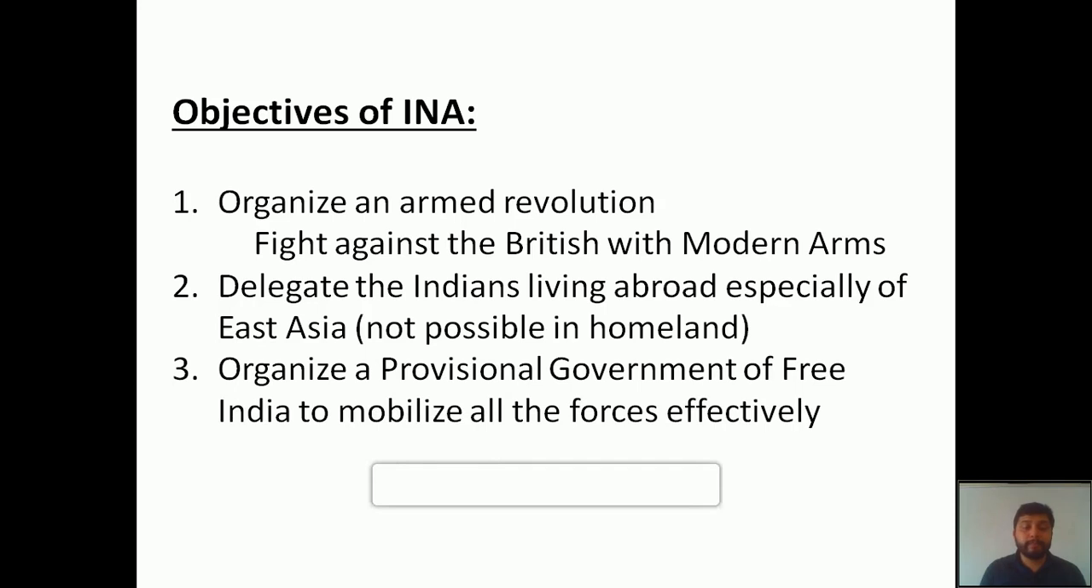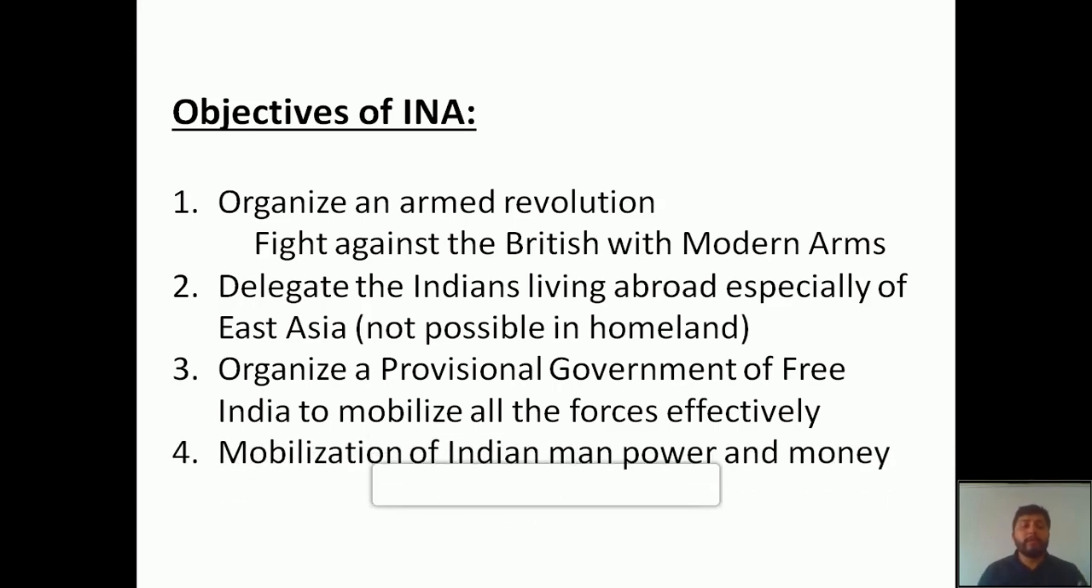So it was the second objective, organize the people who were living abroad and enable them to fight against the British. And third one, organize a provisional government of free India to mobilize all the forces effectively. To have a very strong, powerful organization like a government with all the different rules and regulations, and it will be able to mobilize all the forces effectively to fight against the British. So it was the third objective of the Indian National Army.